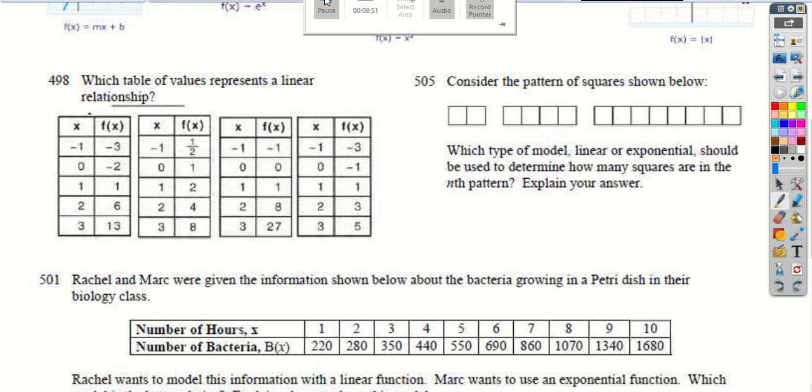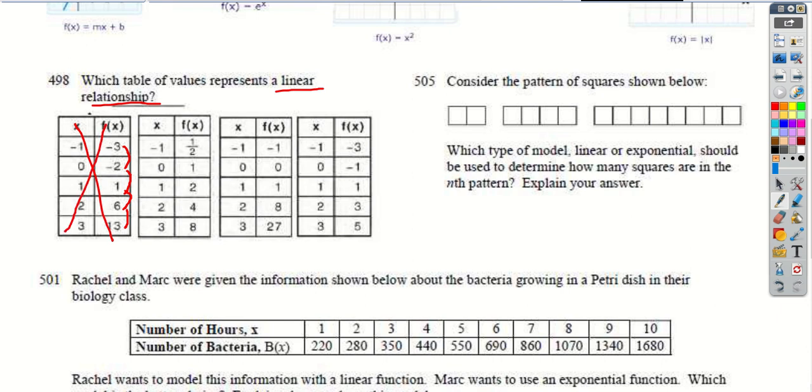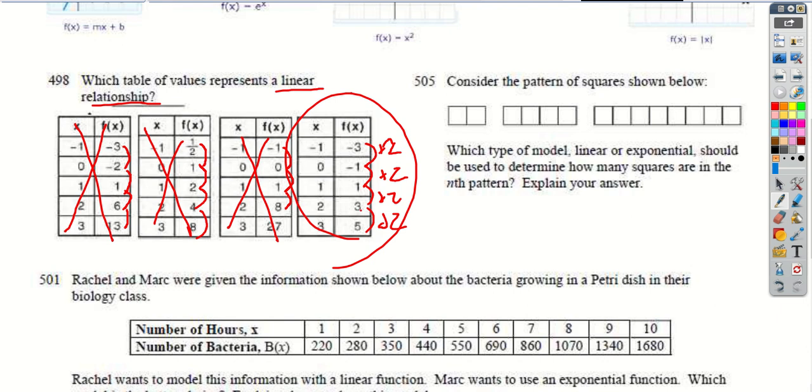For 498, we want a linear relationship. So we want to look for the same increase. As we go through the first one, I'm going up 1, then I'm going up 3, 5, and 7. So this does not work because it's not an equal increase. Here I'm going up by half, then 1, then 2, then 4. So that's not the same. Here I'm going up by 1, 1 looks okay, but then 7, and then this doesn't make sense. But here we can tell we're going up 2, up 2, up 2. So this is going to be linear.